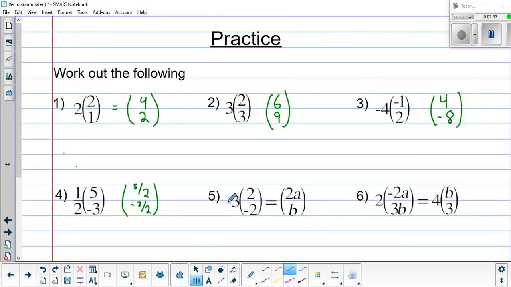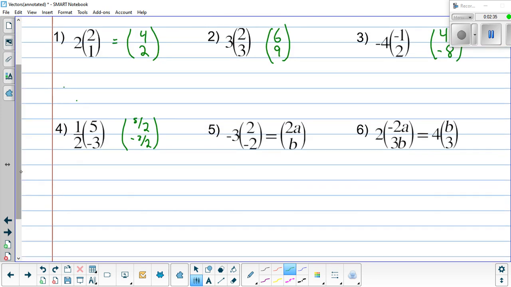Let's first bring that scalar in, because we've got to get rid of it before we can actually see. Inside the bracket on the left, we'll get negative 6 and 6, and that's equal to 2a and b. So we can say that a is equal to, well, 2 times negative 3 is negative 6, and b has to be 6.